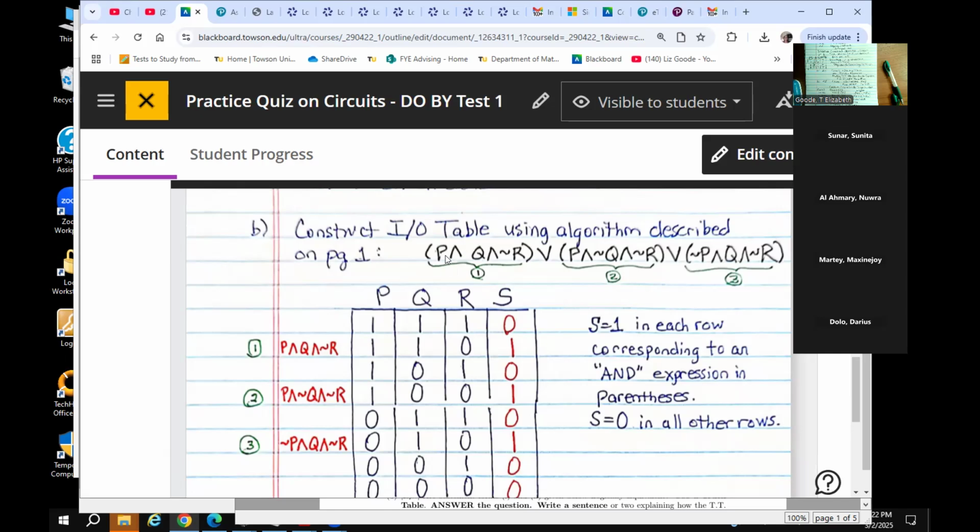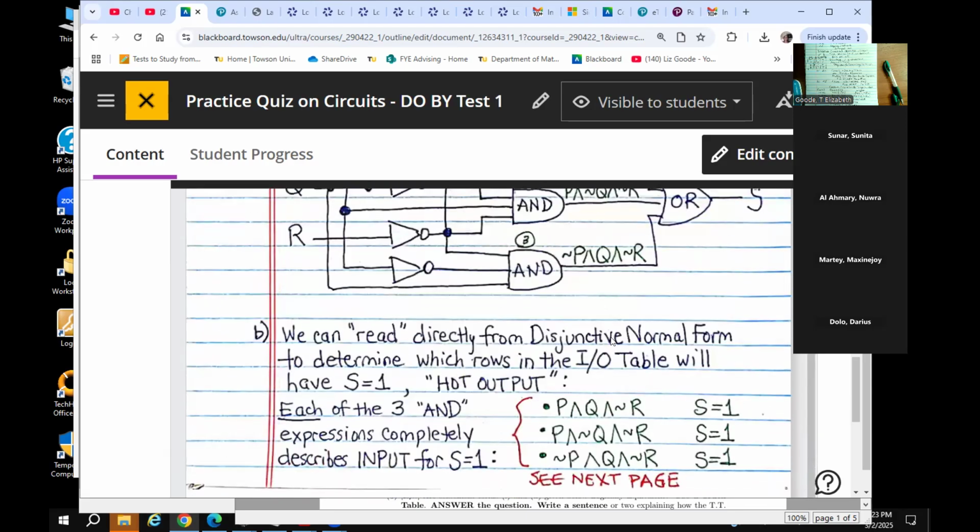The row where P and Q are hot and R is cold is actually row 2 here. See, it gets a 1. It gets a hot output. The row where P is hot and Q and R are cold is row 4. I'm just labeling this as expression 2, but it's row 4 where P is hot and Q and R are both cold. See what I mean?